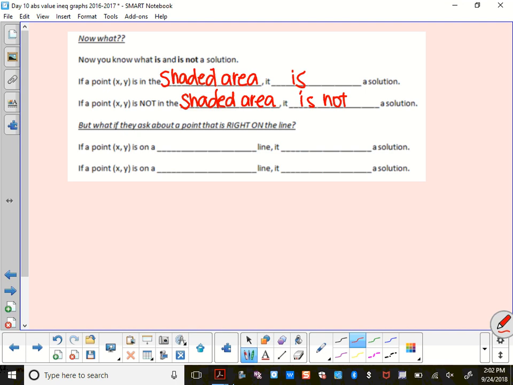All right, but what if they ask about a point that is right on the line? If a point x, y is on a dotted line, it is not a solution. It is not included. But if the point is on the solid line, it is a solution, because that is or equal to, that includes everything.